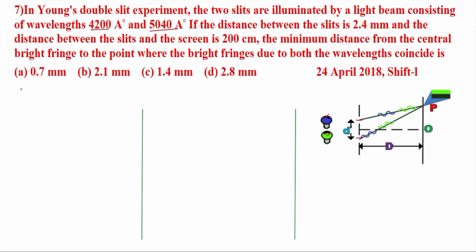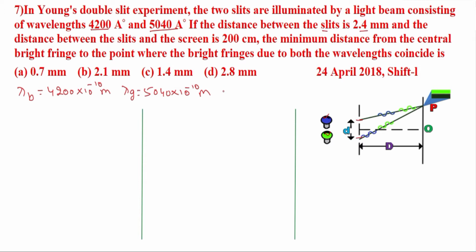Means he gave the wavelength of blue color near to blue as 4200 angstroms, that is 10 power minus 10 meters. Okay, and he gave the wavelength of green color as 5040 into 10 power minus 10 meters. And what did he give? He gave that the distance between the slits is 2.4 millimeter.